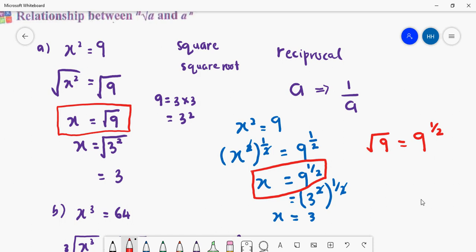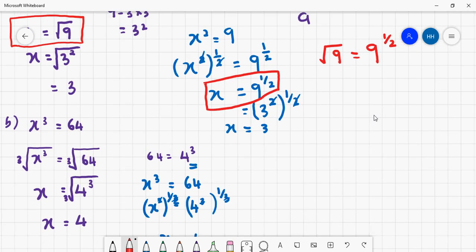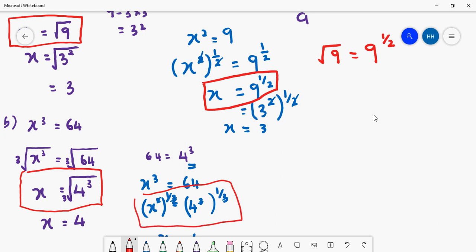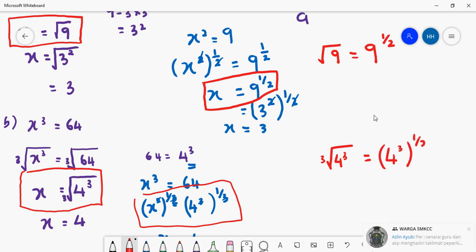Same goes for the second example. From the first method, we get that x is equal to cube root 4 power 3. And here, we get that x is equal to 4 power 3 to the power of 1 over 3. Cube root 4 power 3 is equal to 4 power 3 to the power of 1 over 3.